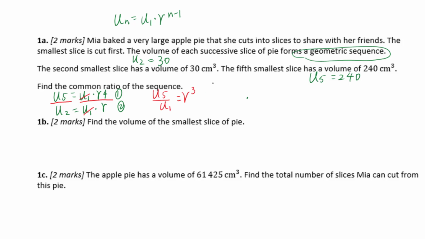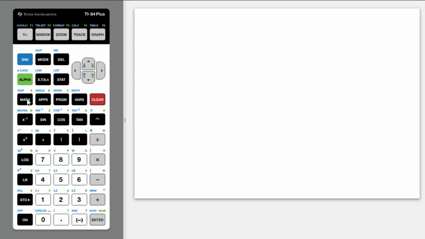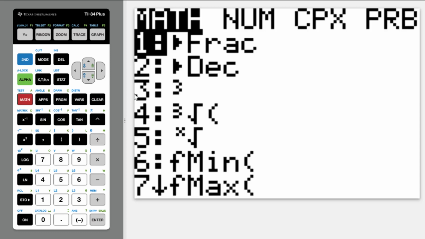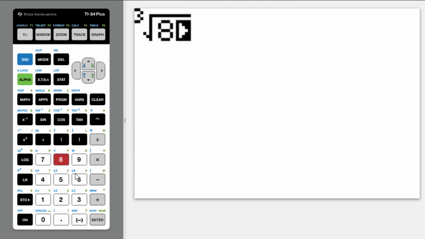Then we plug in numbers: 240 over 30 equals r to the third power. 8 equals r to the third power. Then you will take the cubic root of both sides. 2 equals r. You can use a calculator to do this cubic root. The cubic root button is in math 4. Then put 8, enter. You will get 2.